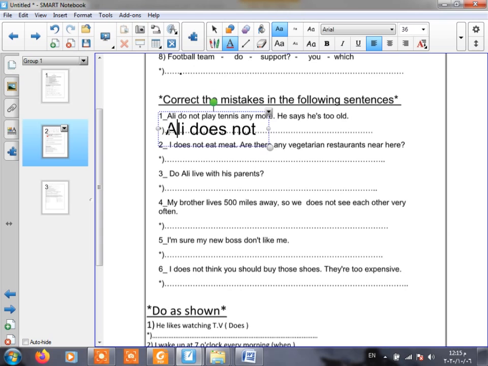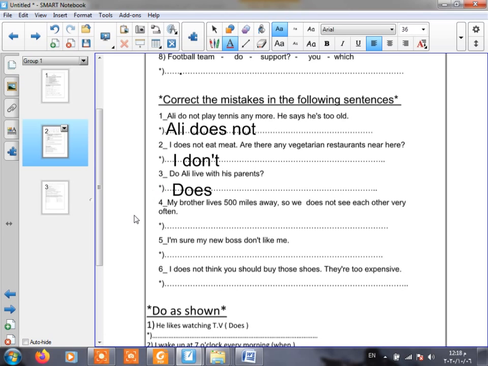Number 2. I doesn't eat meat. Are there any vegetarian restaurants near here? So I doesn't eat meat. Is that correct? No. So when I make negative, I use doesn't or don't according to the subject. So I takes what? Don't. Very good. Number 3. Do Ali live with his parents? Is that correct? No, because does Ali, not do Ali.